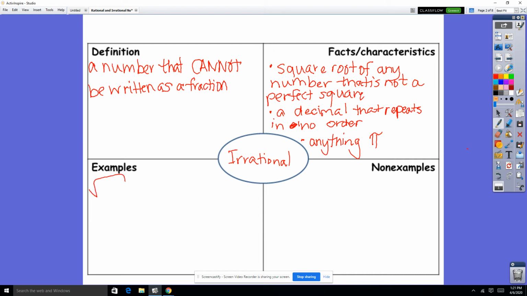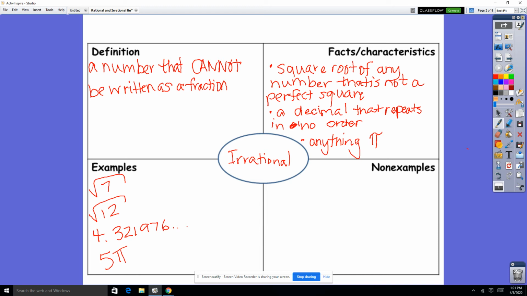So examples of irrational numbers are the non-examples of rational numbers. So a square root of anything that's not a perfect square, the square root of 7, the square root of 12. When you take the square root of those, you don't get a whole number. So that's why it's an irrational number, because it's a decimal that repeats in no order. 4.32976, etc. That's irrational. It's a decimal that repeats in no order. And then anything with pi. So we could have 5 pi, and that would be irrational.